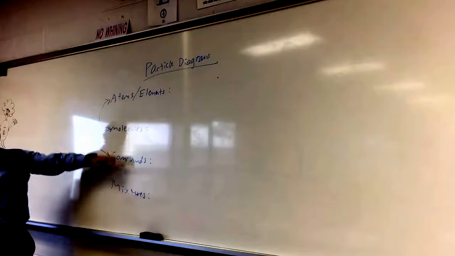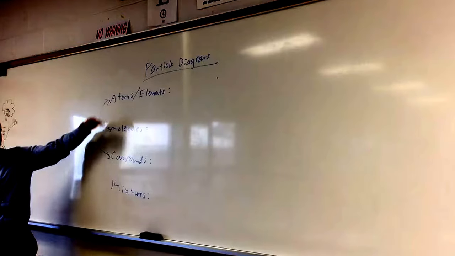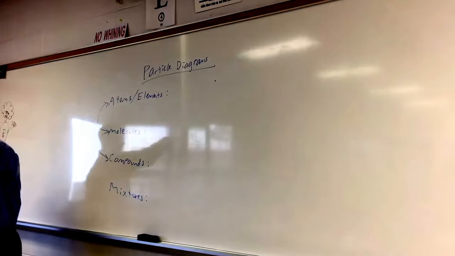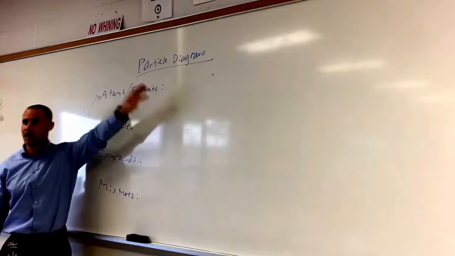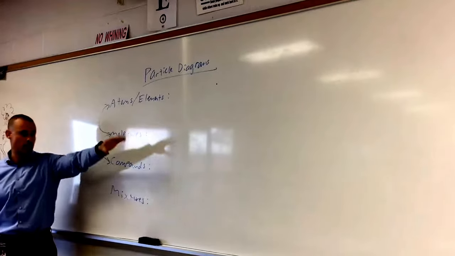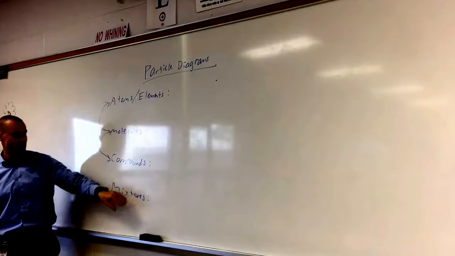Yeah, the problem is these overlap, these 3. Sort of. It's kind of hard for me to set up perfect notes here. You'll see when you see the video. All right? But the point of the video is so you can do your homework and learn what particle diagrams are. How do you draw what an atom looks like? How do you draw what an element looks like? How do you draw a molecule? How do you draw a compound? How do you draw mixtures?